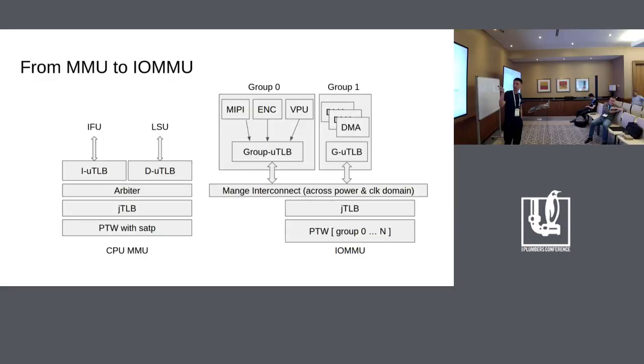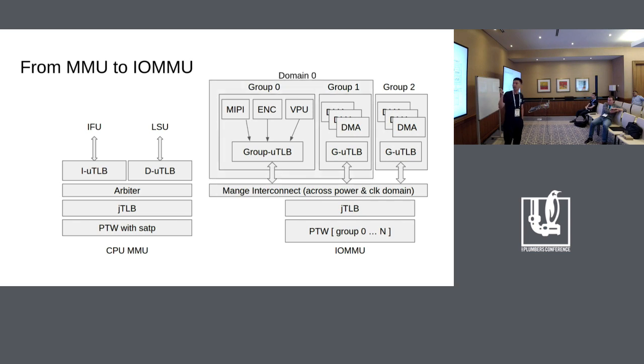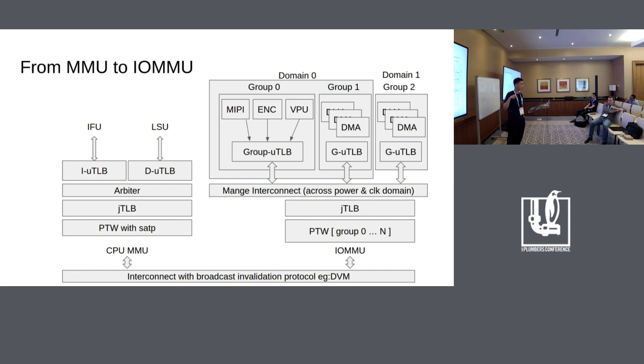One group, and this is group two, and you have group three, and you can configure a group to any domain, with domain zero and domain one. Then you have two domains, and two domains means two namespaces, and they are separate address spaces, isolated. And all of them, we can interconnect with the broadcast invalidation protocol. That means I use the TLB maintenance instruction to maintain the TLB together with this.